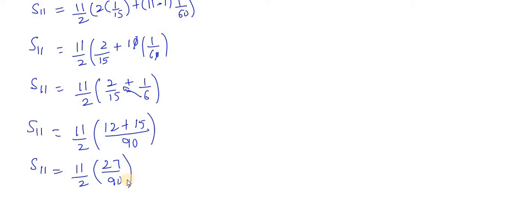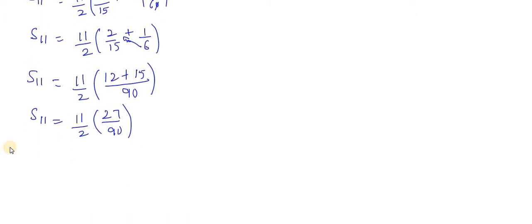If you multiply 11 into 27, 11 into 27 is 297, whole thing divided by 180. If you simplify this further, you'll get 33 divided by 20.